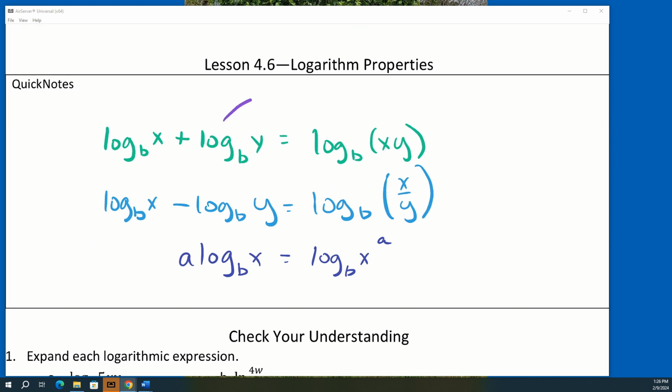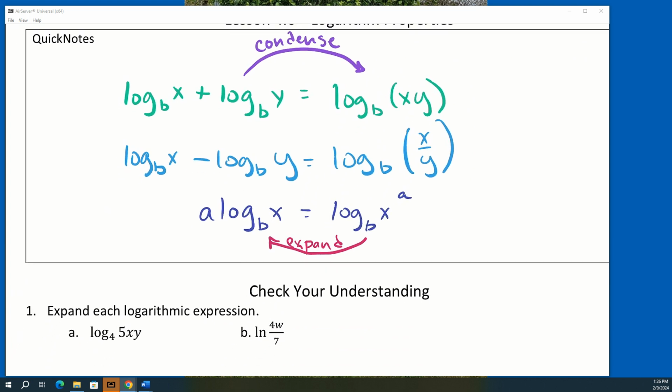All right, so when you're told to condense, you're going from multiple logarithms to one logarithm. So this is the order that you're going to use the properties in. And then when you're asked to expand, you have one logarithm that you're going to make multiple logarithms. So you can use the properties in the other order also. All right, so let's do a few examples with these.